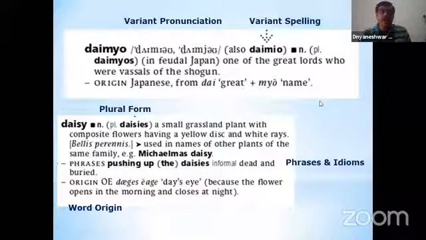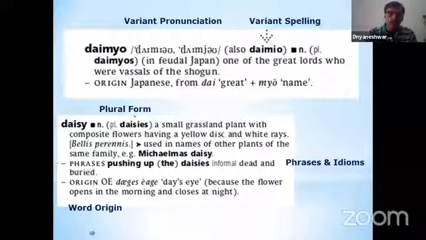If you look at the next example, it is daimyo, or it is also pronounced as daimyo. So these are the variant pronunciations which are given in the dictionary. Sometimes the same word can be spelled differently. So variant spelling is also given in brackets, and it begins with 'also' daimyo. So the different spelling is also stated.